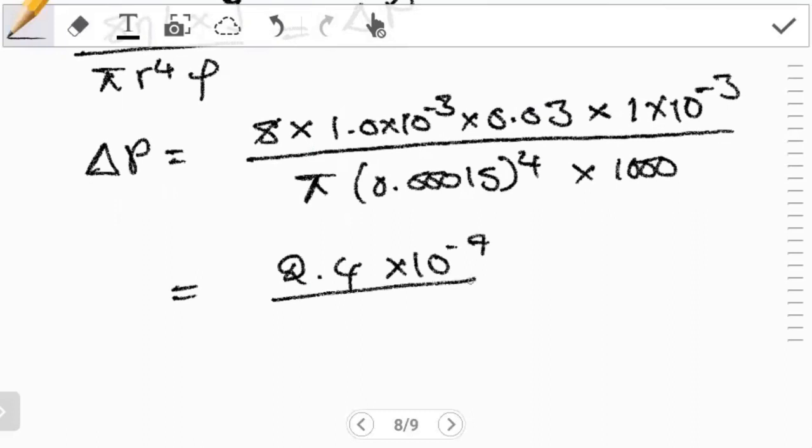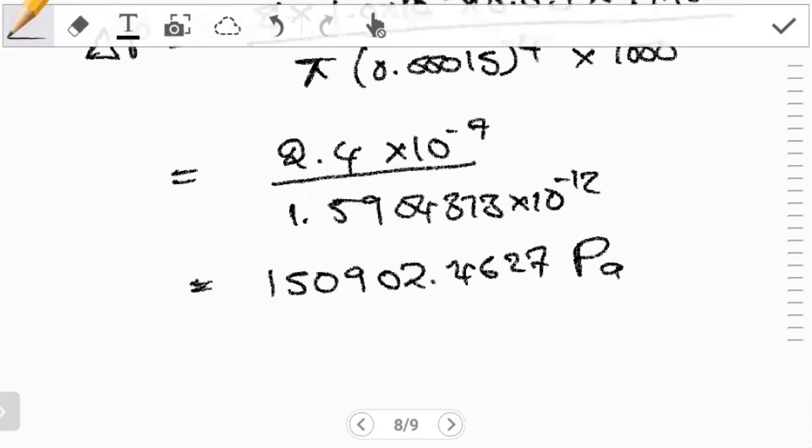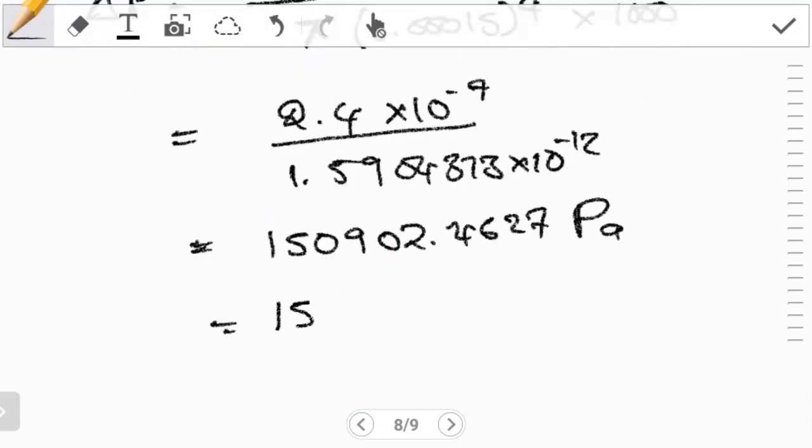This is supposed to be divided by 1.5904313 by 10 to the power negative 12. So if you simplify this, you end up with 1150902.4627 pascals, and lastly, this becomes 151 kilopascals. Okay, so this is the change in pressure we're looking for.